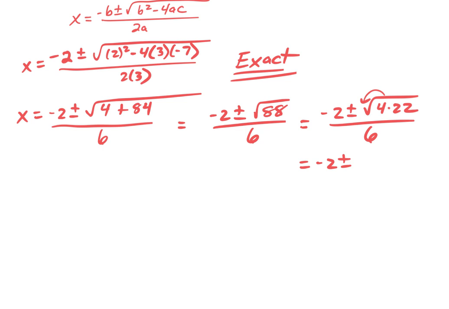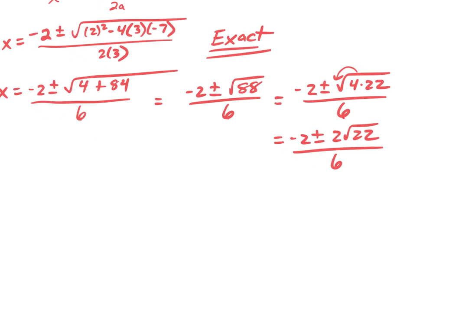And you might disagree. You may like the tree diagram method, and that's okay too. But we know the square root of 4 is 2, so I'm going to bring that out. That leaves me a 22 underneath. And then to finish this out, both of these can reduce with 6. Okay? So we're going to start here.